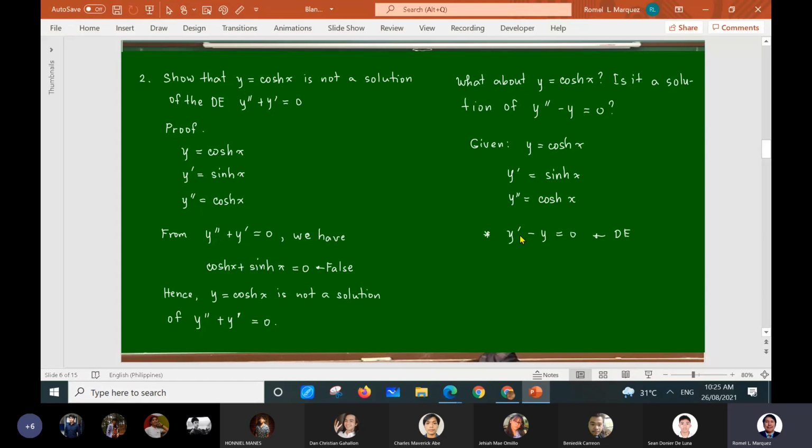Let's substitute. What is y double prime, guys? y double prime minus y equal to 0. What is y double prime? Hyperbolic cosine, right? Hyperbolic cosine x. What is y? Hyperbolic cosine x also. Is the left side equal to 0, guys? Yes, no? Check. Therefore, we say that y equals hyperbolic cosine x is a solution of y double prime minus y is equal to 0. Okay, guys? So, do you know now how to verify whether an equation defining a function is a solution or not, guys?